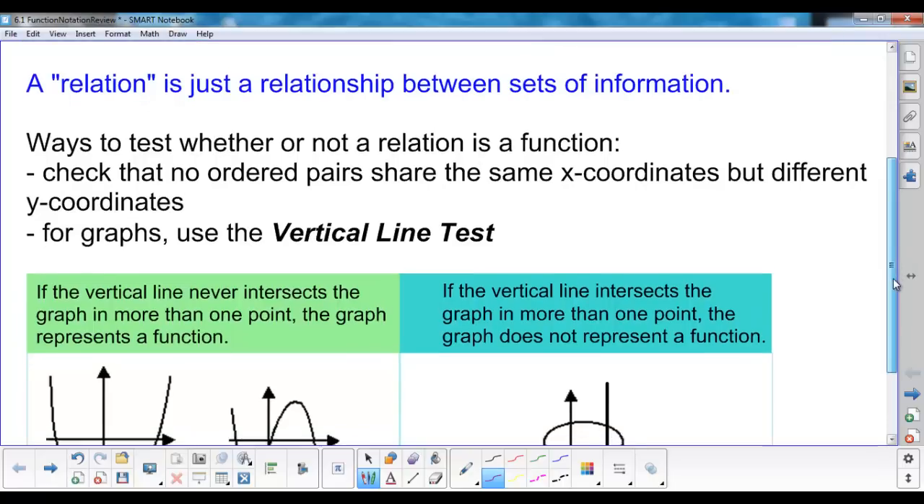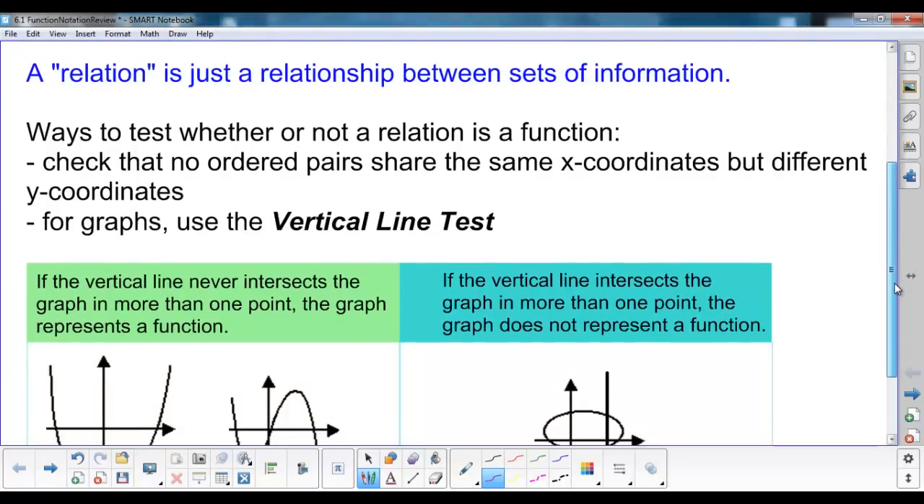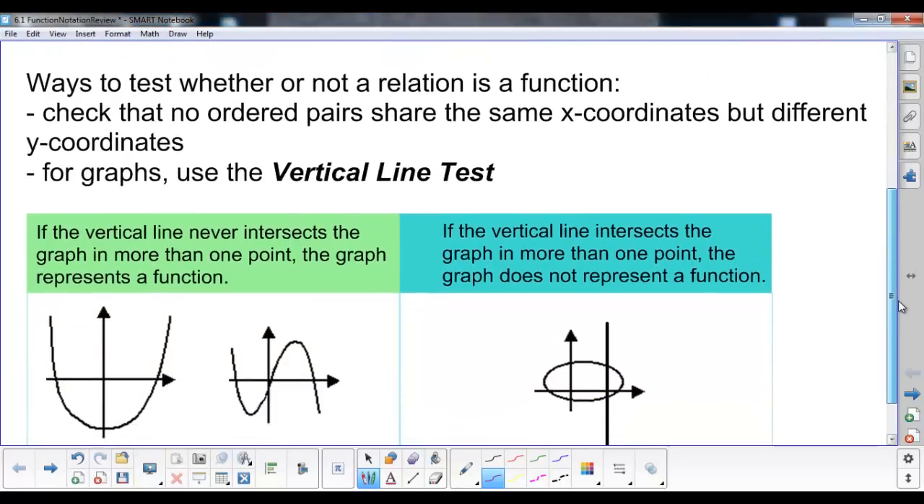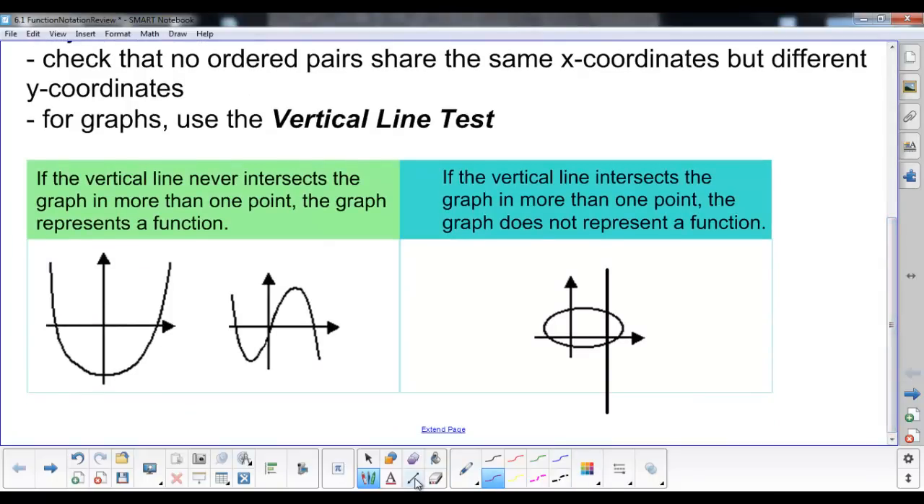Now a relation is just a relationship between sets of information. The way that we're going to check whether something is a relation or a function is a couple of different ways. The first way is the vertical line test. If you create a vertical line and move it left to right through your function, and that vertical line only touches your function in one spot, then you can say that this is a function. If your vertical line intersects your graph at more than one point, so for example here and here, then this graph would not be a function.